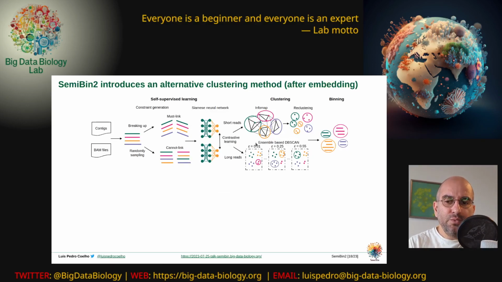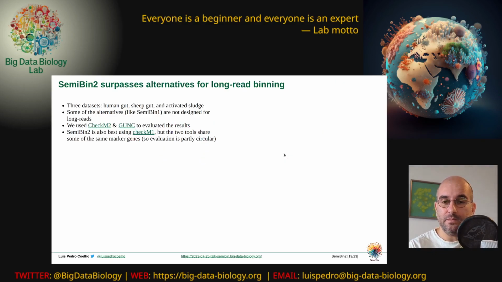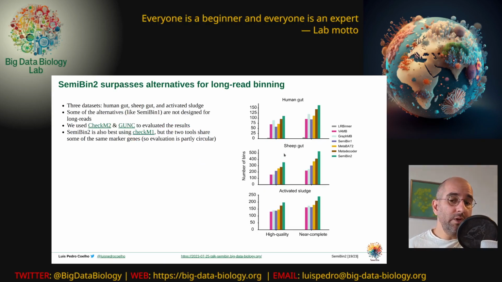So what we did is we then used a different method for the clustering. The first half of the pipeline, the whole self-supervised learning that I've been talking about so far, stays the same. For short reads, we use the same approach as before. And for long reads, we now use this dbscan based method, and dbscan can give you very small bins, very small clusters. Again, does it work?